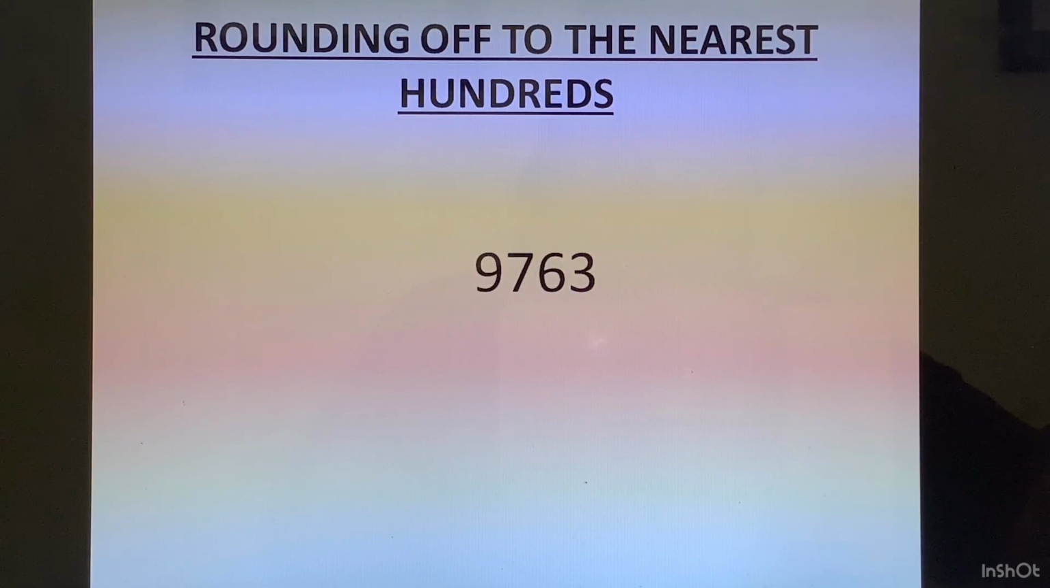Then here, rounding off to the nearest hundreds. At the hundreds place we have 7. So we will look at the number on the right of 7, that is at the tens place, which is 6. We compare 6 with 5. 6 is greater than 5. So we will convert 7 into 8 and all the numbers after that to 0. So the number will become 9800.